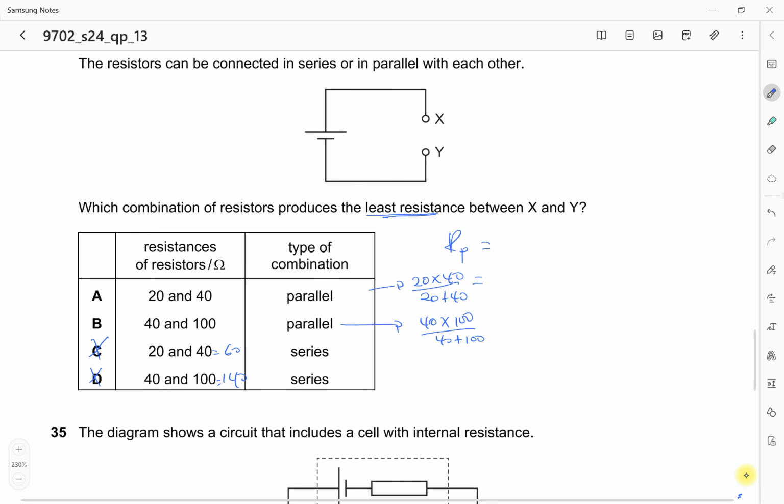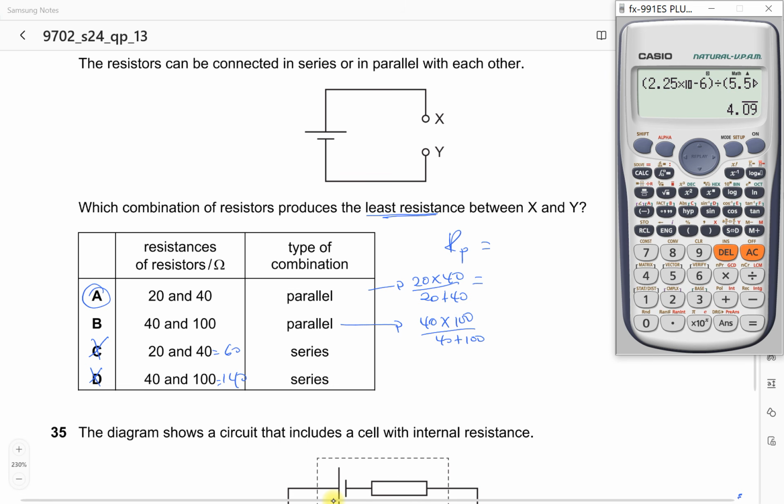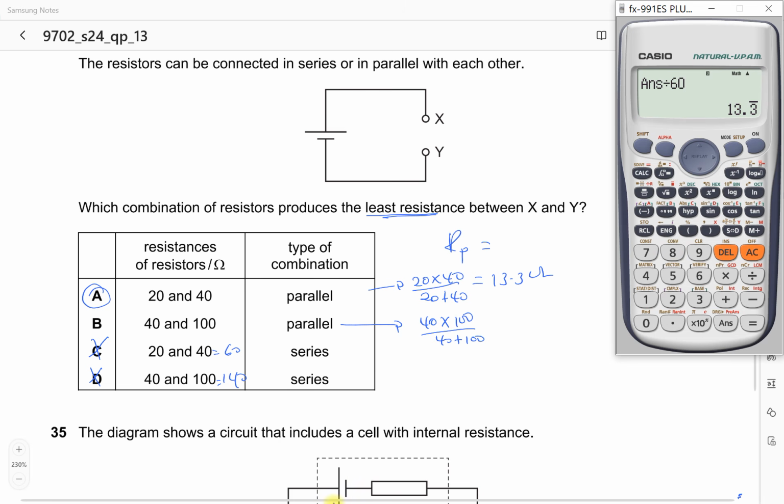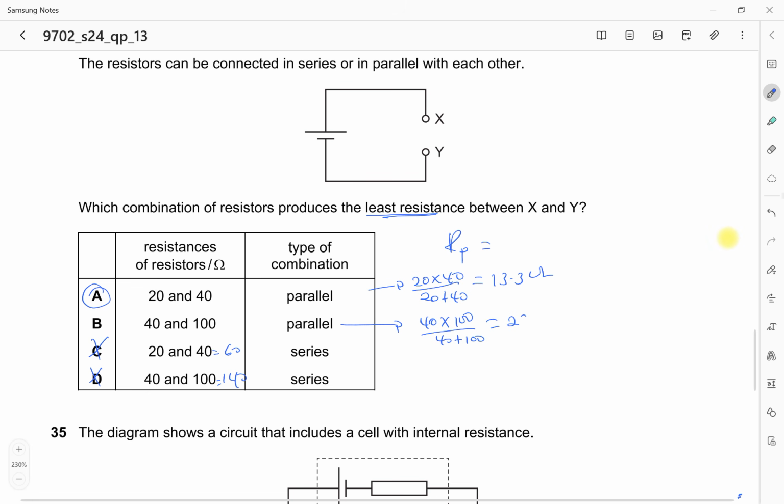And I think here the answer is automatically A, because this one is going to be, I can press my calculator, 20 times 40 divided by 60. So that is 13 point something. Then the other one is 40 times 100 divided by 140. That is around 29. So the answer is A.